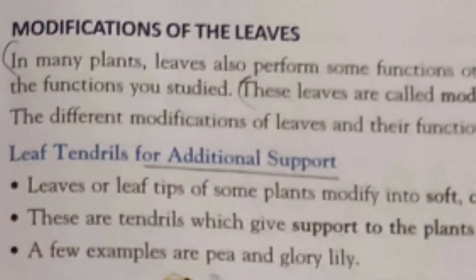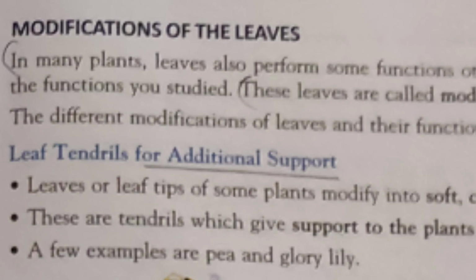Now children, I'll tell you about the modification of the leaves. In many plants, leaves also perform some functions other than manufacture of food, and the functions I have just discussed with you. So these leaves are called modified leaves. The different modifications of leaves and their functions are: number 1, leaf tendrils for additional support.